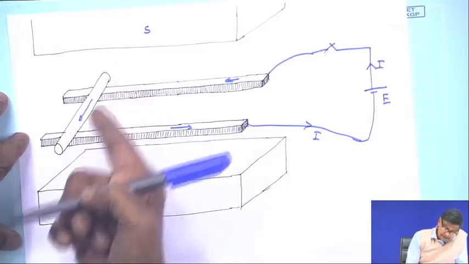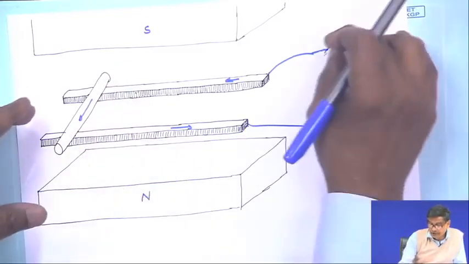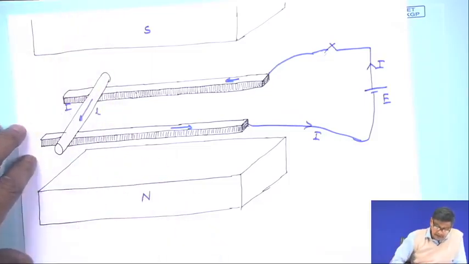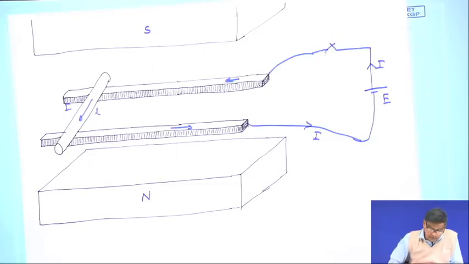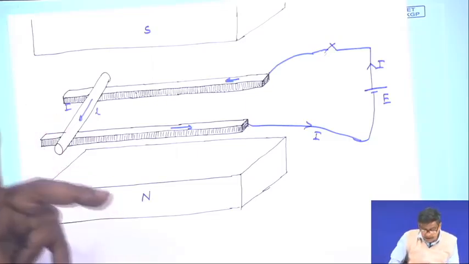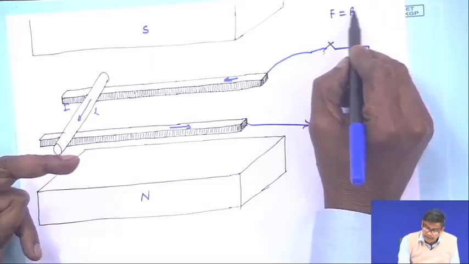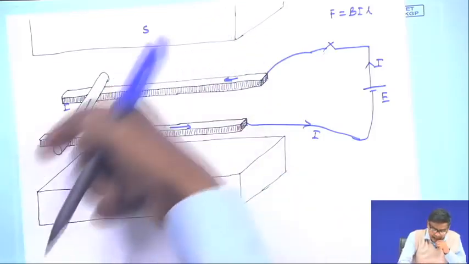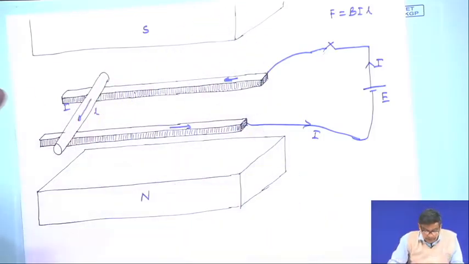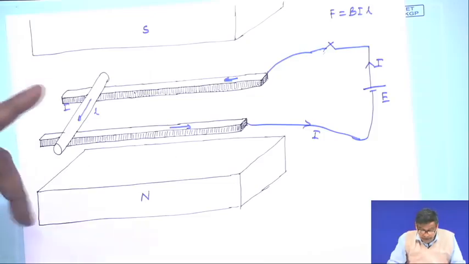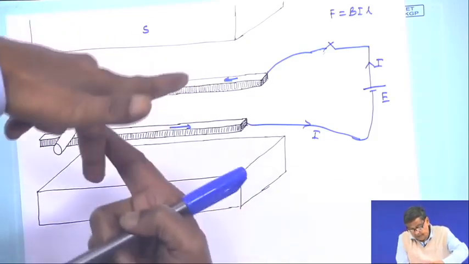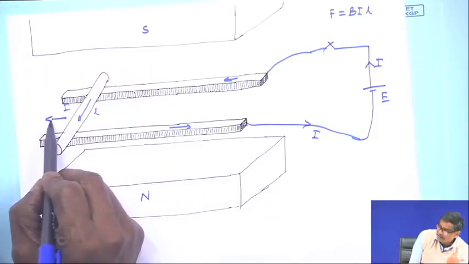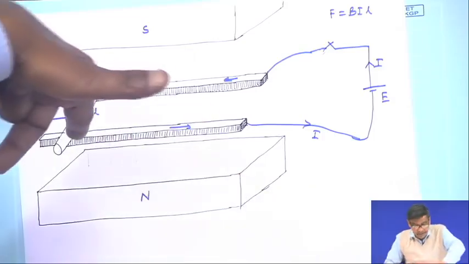Now, this conductor which is resting, you have switched on, the current is I and it has a length L, then it will experience a force. What will be the magnitude of the force? BIL is the magnitude of the force. Incidentally, the directions of B, L and I are mutually perpendicular. This is the direction of B, this is current, so it will start moving in this direction.